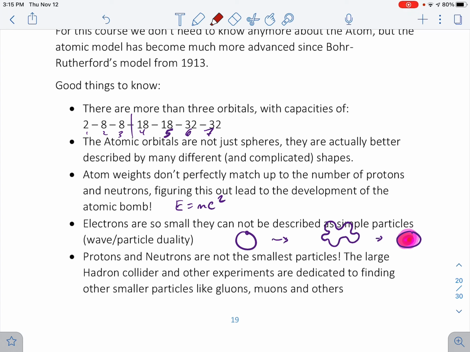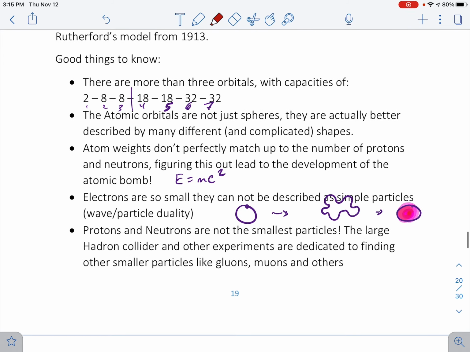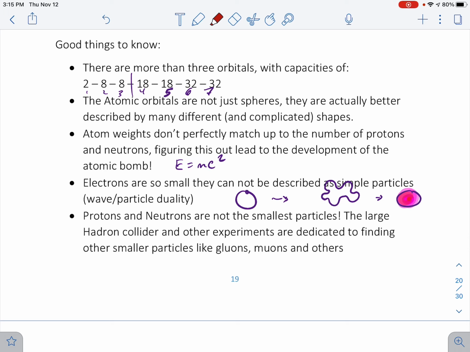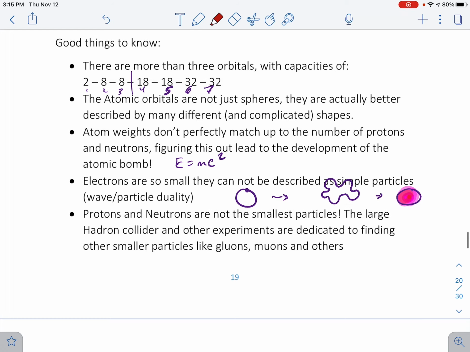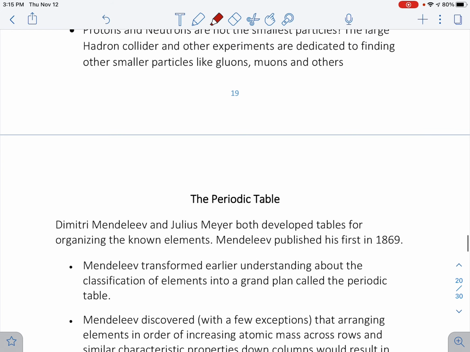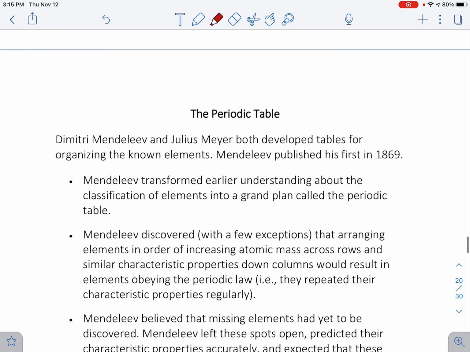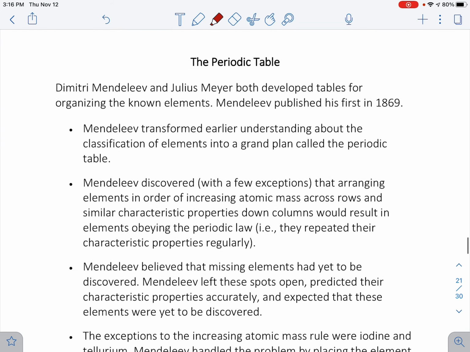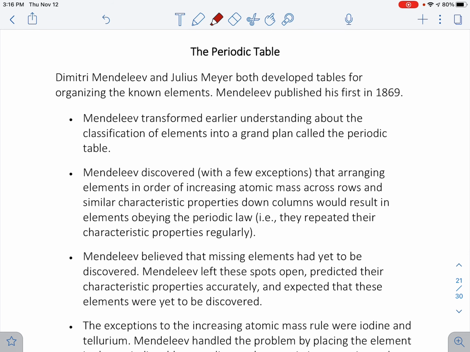Now, protons and neutrons are not the smallest particles. There are also things like the Large Hadron Collider that are doing experiments to find the other smaller particles like gluons and muons and others. And those help explain how a proton and neutron can actually become one or the other through something called beta decay or beta capture. But that's for the future. That's something you can talk about in your grade 12 physics class. Okay, so we are going to talk about the periodic table next.